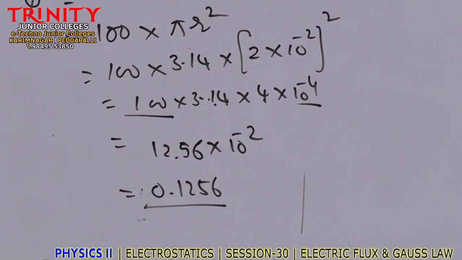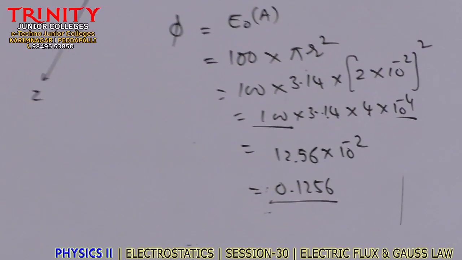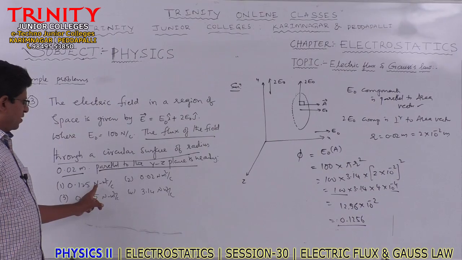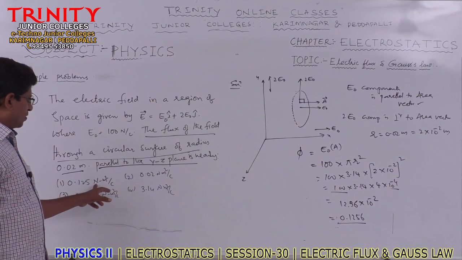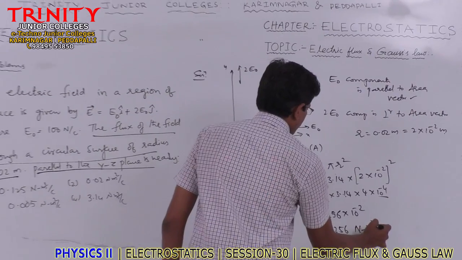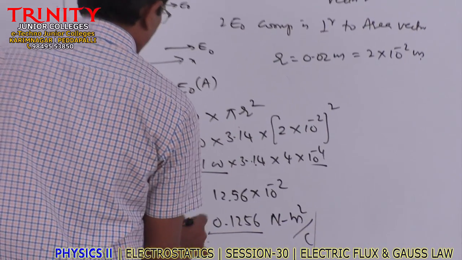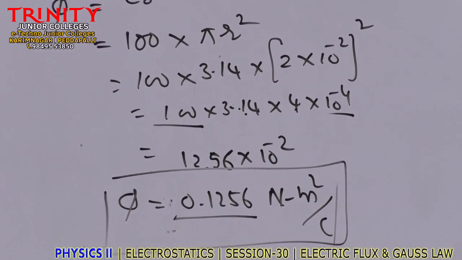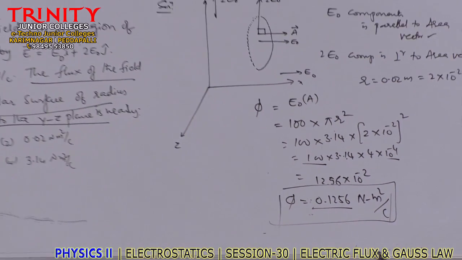Come back to this one, 0.125. So, the first option, 0.125 is given. Of course you can ignore the 6, Newton meter square per coulomb. So, Newton meter square per coulomb. Therefore, the option you can go by is the first option, it is correct. Let us get into one more problem now.